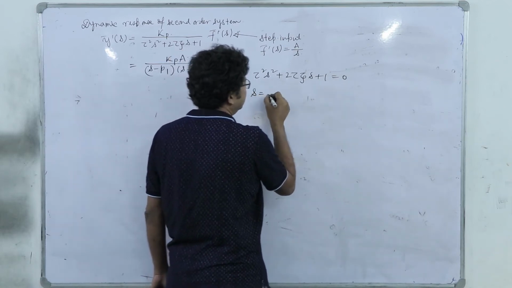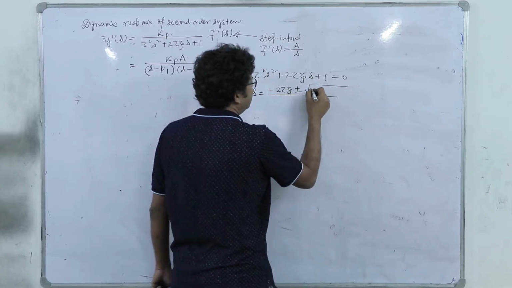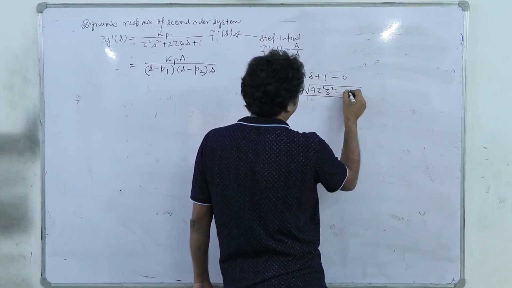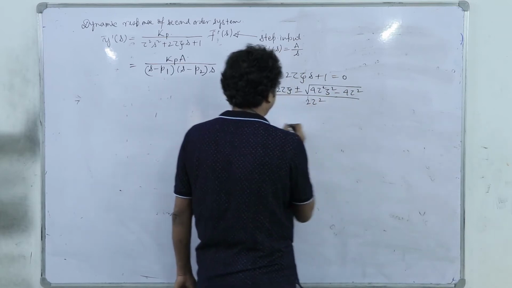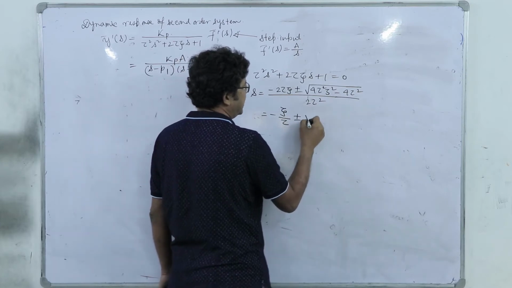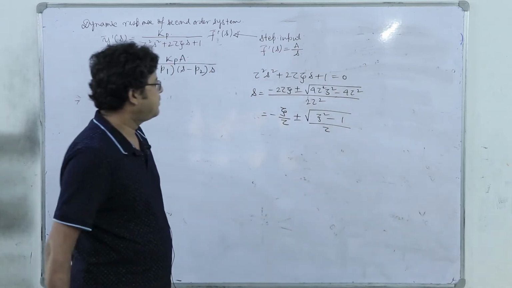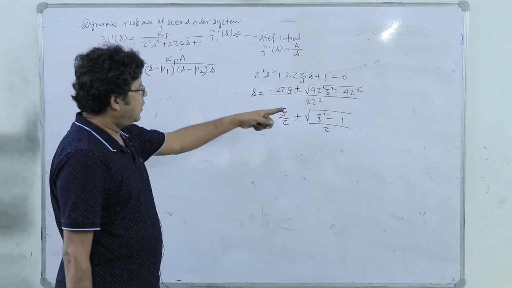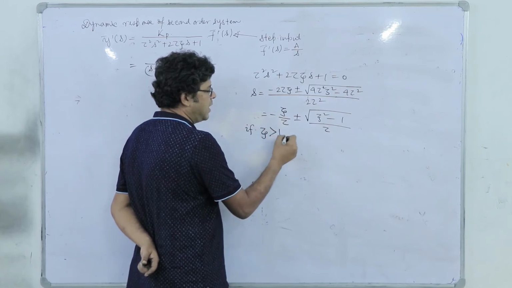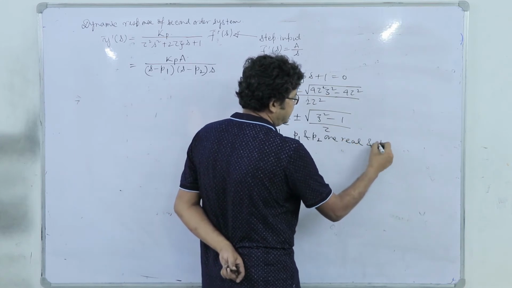So s will be minus 2 tau zeta plus minus square root of 4 tau square zeta square minus 4 tau square, divided by 2 tau square. So it simplifies to minus zeta by tau plus minus square root of zeta square minus 1 by tau. Right? So P1 and P2, if zeta is greater than 1, are real and distinct.